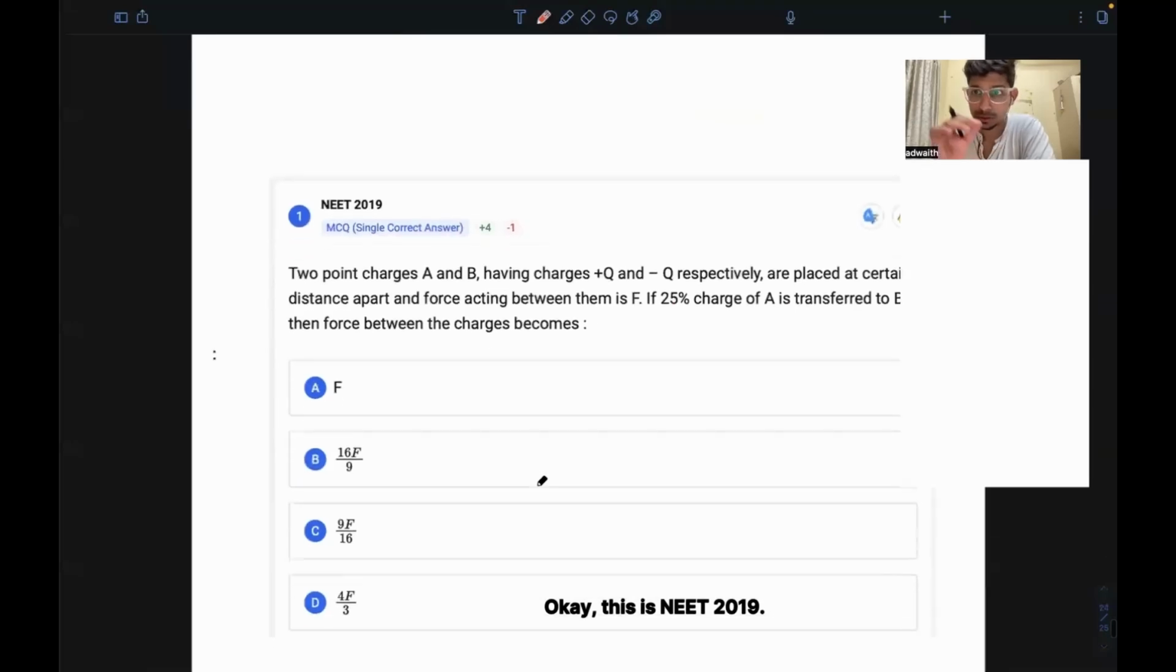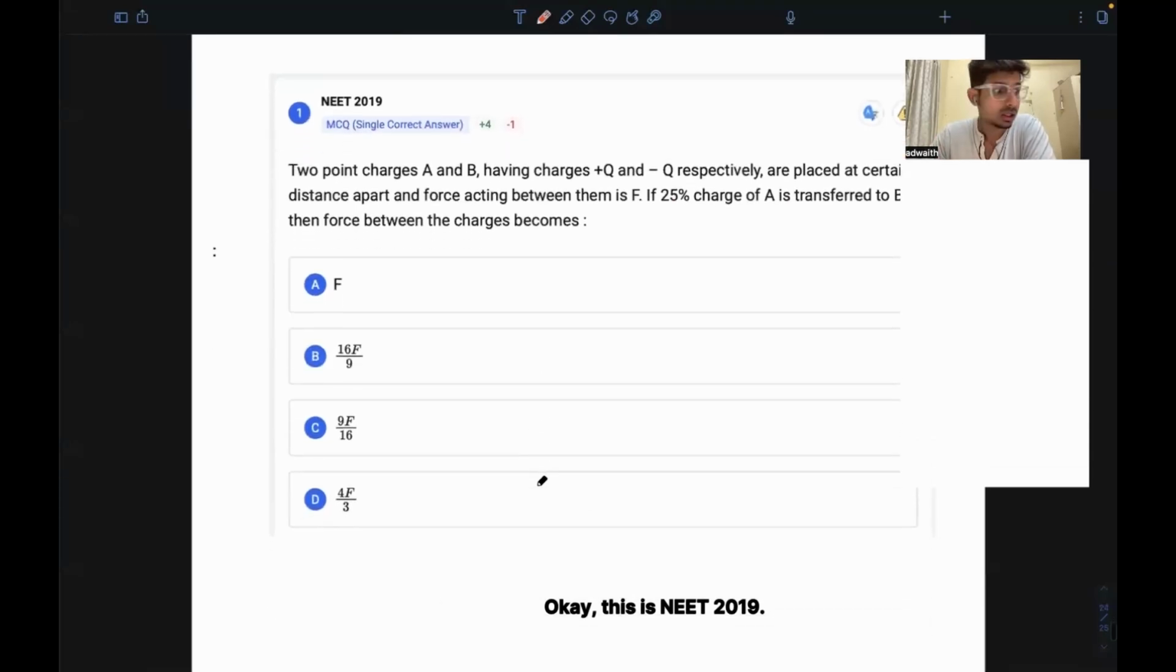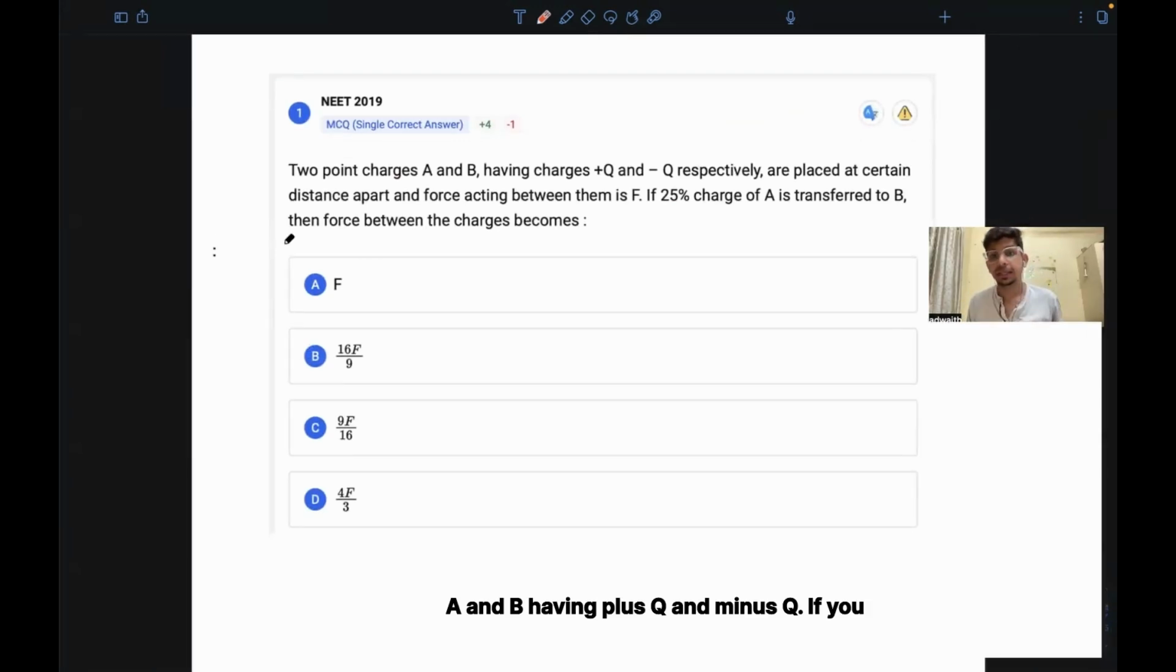Okay, this is NEET 2019. Two point charges A and B. So there are two charges A and B having plus Q and minus Q.